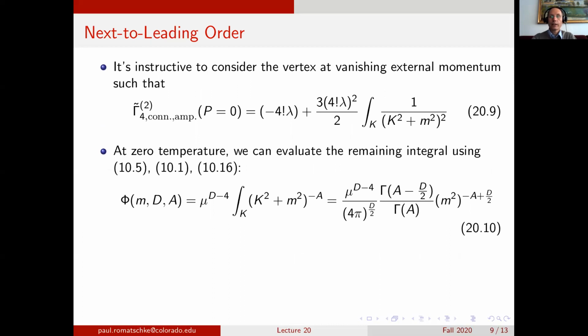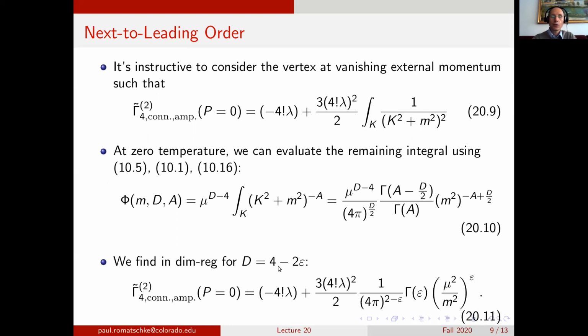It's easiest to evaluate this remaining integral at 0 temperature. We can do so easily by, again, reminding ourselves that we have defined this function phi in lecture 10. It was defined in this particular way, where mu, again, is the renormalization scale that is important whenever we go to dimensions that are not exactly equal to 4. And the result is this expression here that involves the gamma functions. If we then use this phi function here, we find that this is precisely the integral that's appearing in the connected 4-point function.